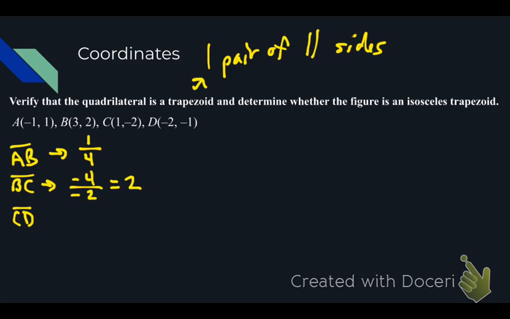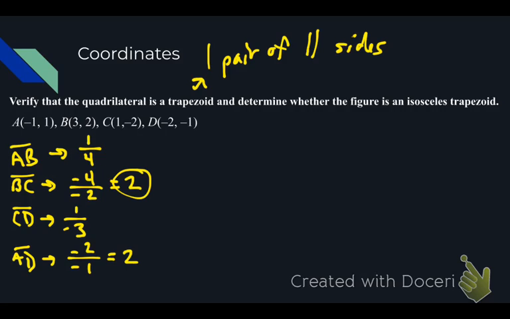CD, find the slope of that one. So it'd be negative 1 plus 2, so it'd be 1. And then negative 2 minus 1 is negative 3. So that's negative 1/3. And then AD or DA will be our final side here. And the slope of AD would be negative 1 minus 1 is negative 2. And then negative 2 plus 1 would be negative 1, which comes out to a slope of 2.